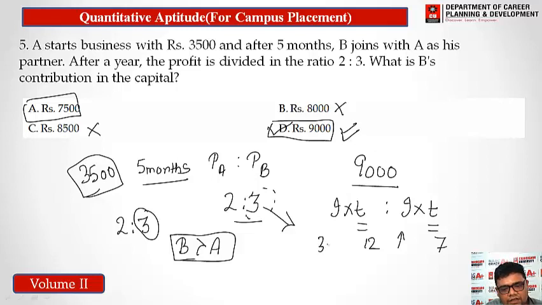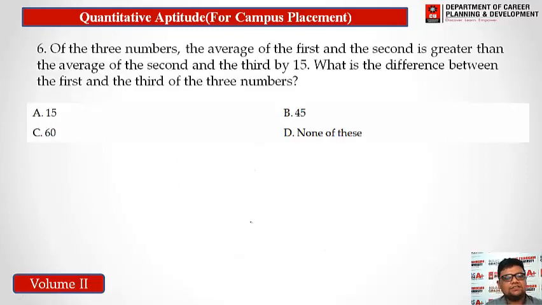We can solve it also. Here we can take 3500, multiply it, and here we can multiply 9000. So it should be in the same ratio as 2:3, right? So our option D is the correct answer. We did this by the approximation method without solving for the exact answer, right? Now let us move to the next question.